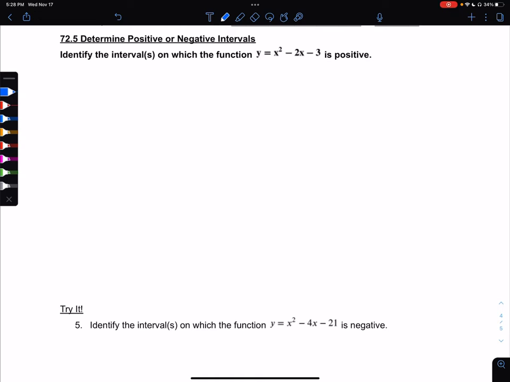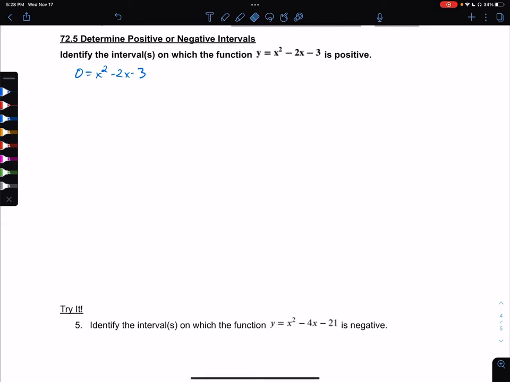Okay, so for a problem like this, what we're looking to do is solve this. We're going to take this x squared minus 2x minus 3 and factor it, find the zeros, and draw a quick sketch of the graph. That sketch of the graph will allow us to determine which intervals are positive and which are negative.